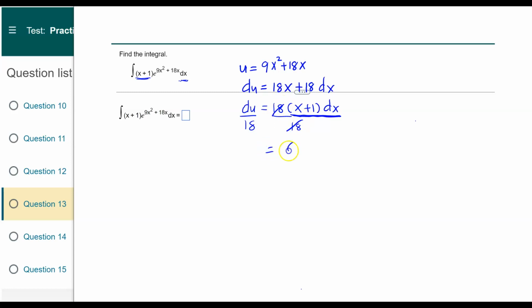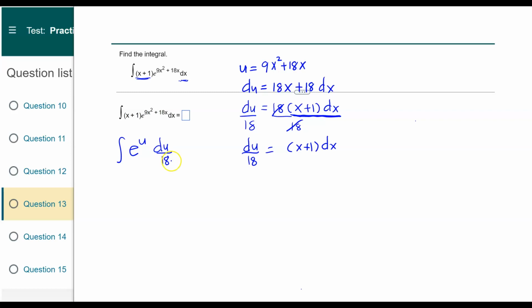So therefore, you have x plus 1 dx. That expression x plus 1 dx will just be replaced by du over 18. So you can rewrite your integral as e, and this is your u, e to the u. Now x plus 1 dx is just du over 18.